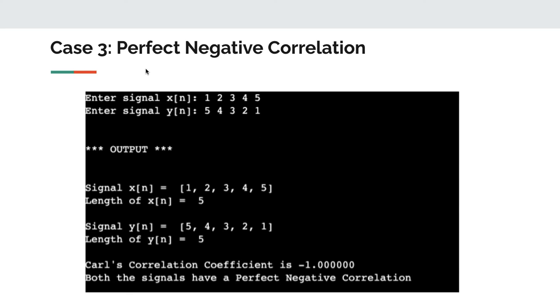Next, what we have is the perfect negative correlation. What does this mean? This means that in this case, the x signal is strictly increasing, whereas the y signal is the reversed signal of x, so it is strictly decreasing, thus showing that it is completely inversely related. Thus, Karl's coefficient comes out to be -1.